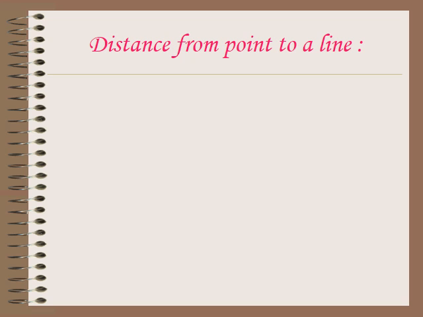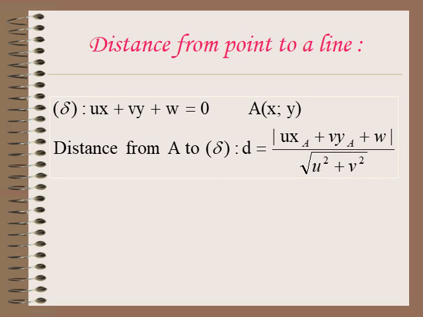Distance from a point to a line. Delta is a Cartesian equation. A is a point of coordinates x, y. Find the distance from point A to the line delta. D equals u x_A plus v y_A plus w, all over radical u square plus v square.